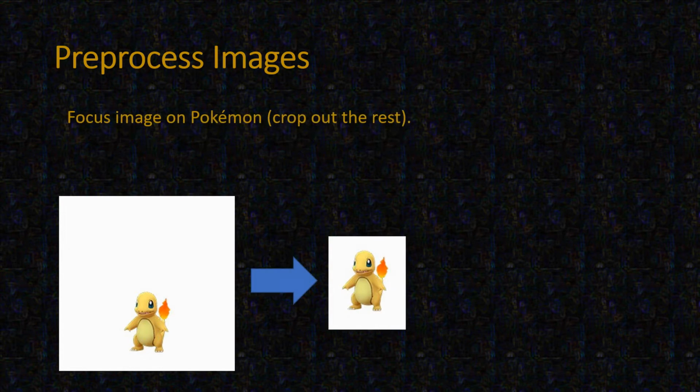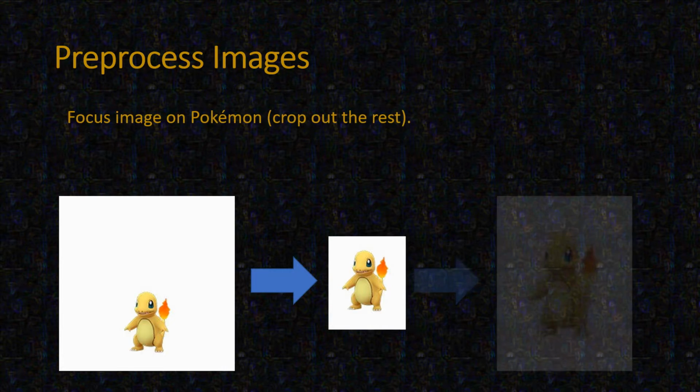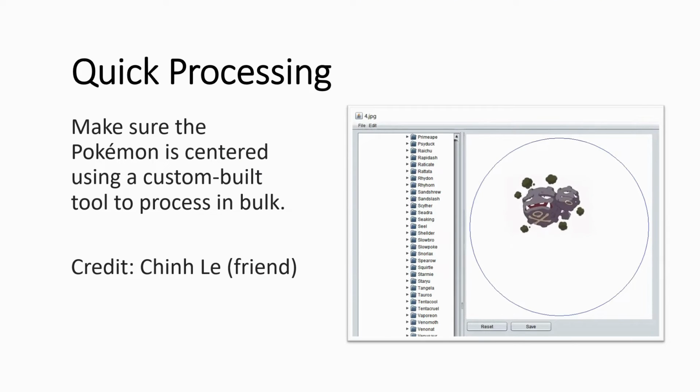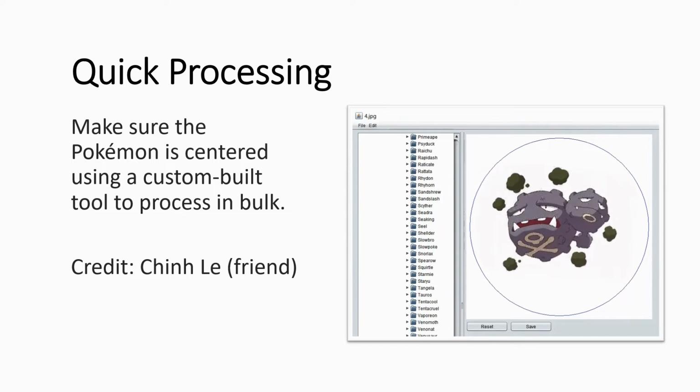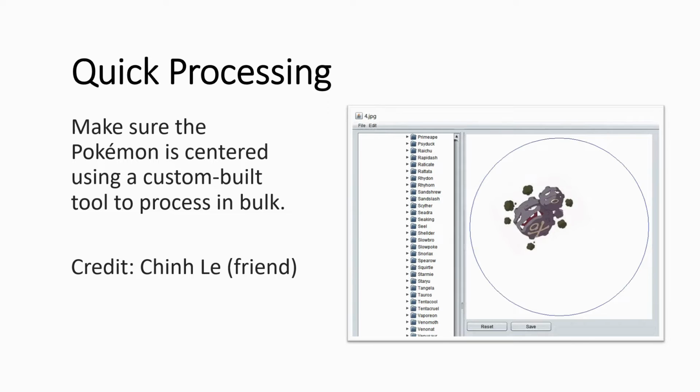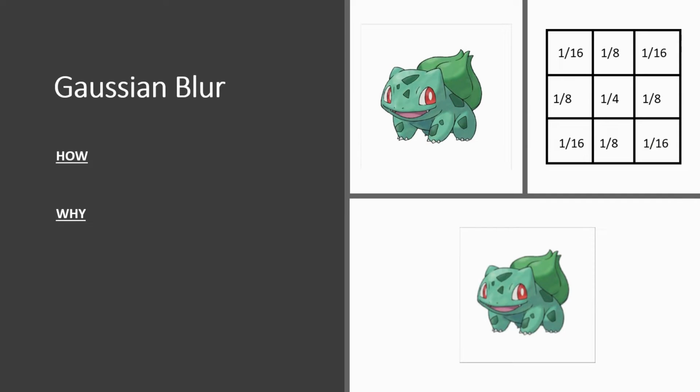Now that our database is set up, I focus on pre-processing the images. The first task is to focus the image on the Pokemon. Once this is done, the image is then resized to 512 by 512. One of my friends, Chin Lee, designed a program that allows a user to rotate, shift, and zoom in and out of the image. This custom-built tool saved me a lot of time, as I could quickly adjust the images.